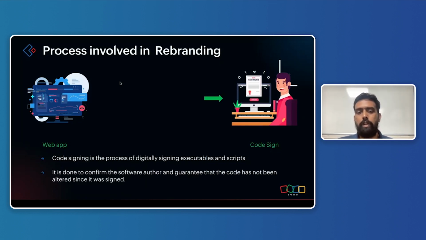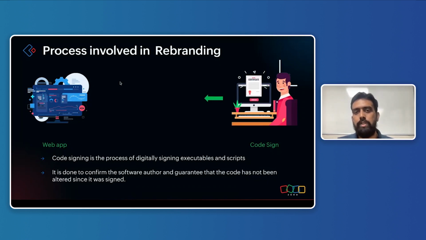We are doing this to confirm the software author or the developer of the mobile application has guaranteed that the code has not been altered after the code signing process is done. Now, this will be very useful for you to push the application into the Android Play Store or push it to the Apple Store. So all this would be required for you to distribute the mobile application.